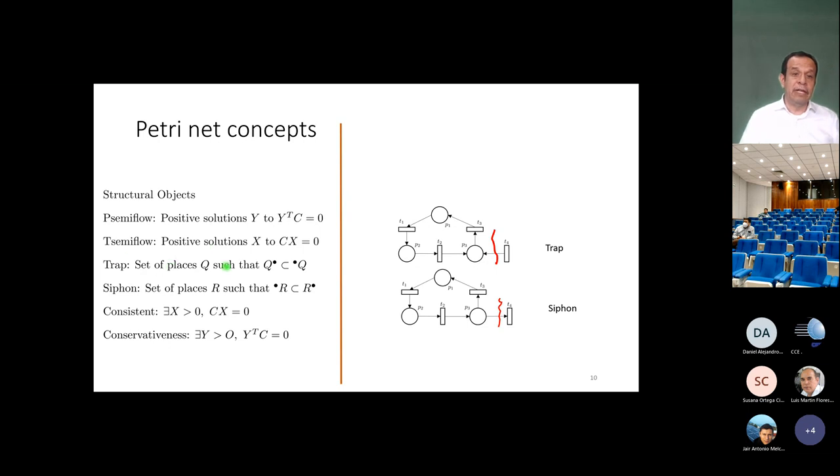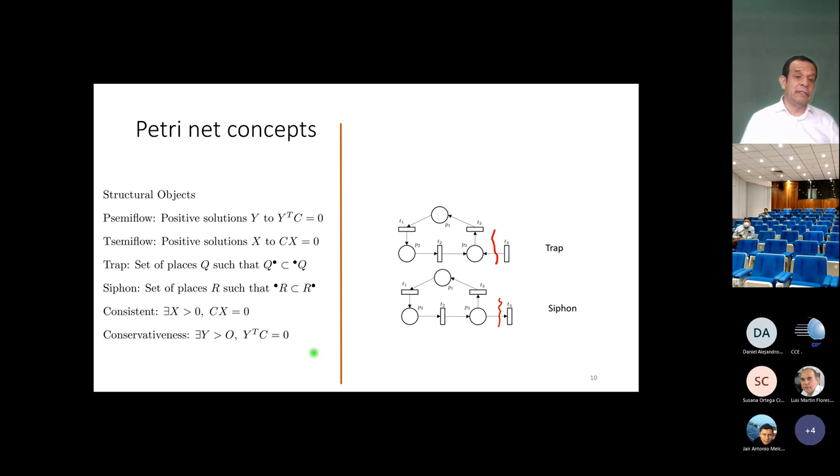A trap is a set of places such that the set of output transitions is included in the set of input transitions of the net. This is a graph that is representing a trap. You can see that it has more inputs than outputs. And a siphon is also a set of places, but in this case, the set of input transitions is contained in the set of output transitions. Like in this case, where this one is now an output transition.